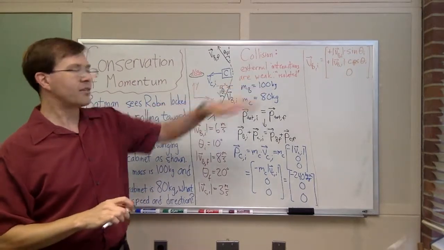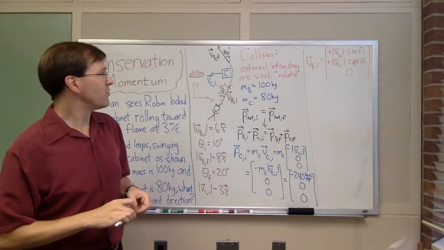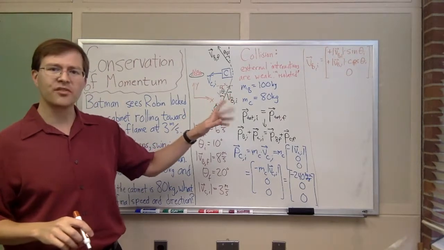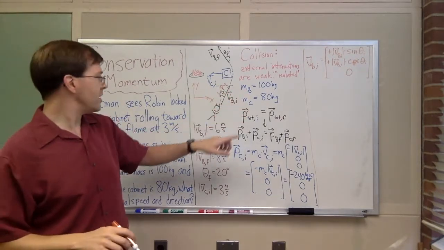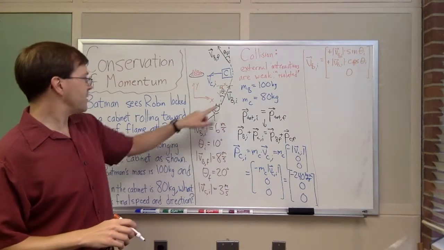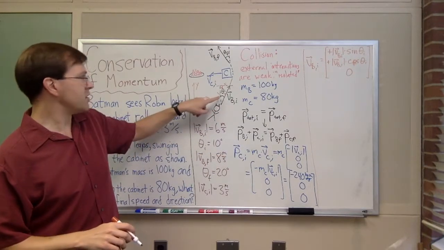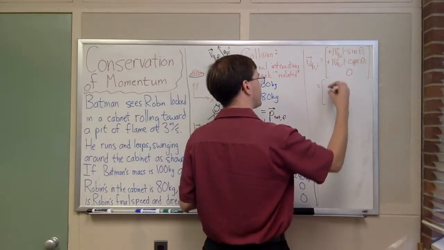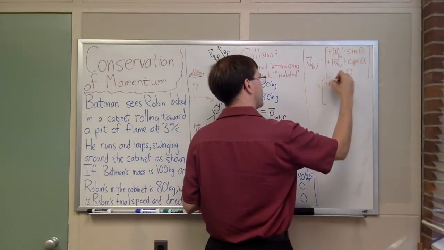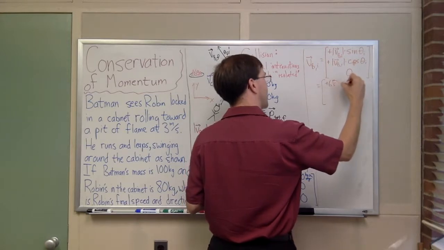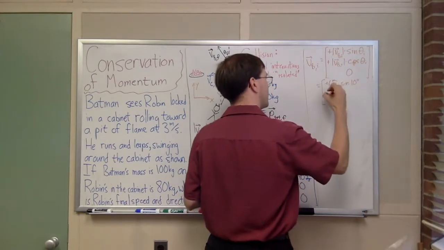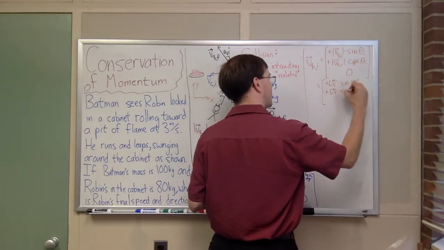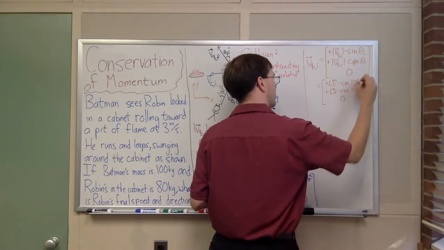So I've got that expression for Batman's initial velocity. I went ahead and plugged in the numbers for this just to figure out what it looked like. I plug in that initial speed of 6 meters per second. This is equal to plus 6 meters per second times the sine of 10 degrees and plus 6 meters per second times the cosine of 10 degrees and 0.